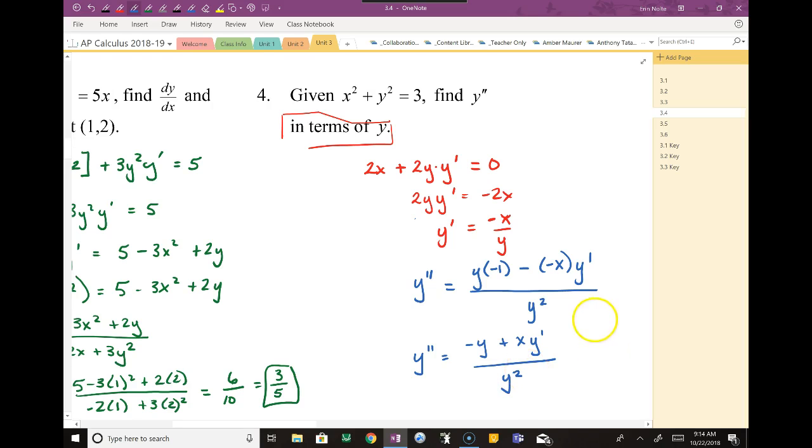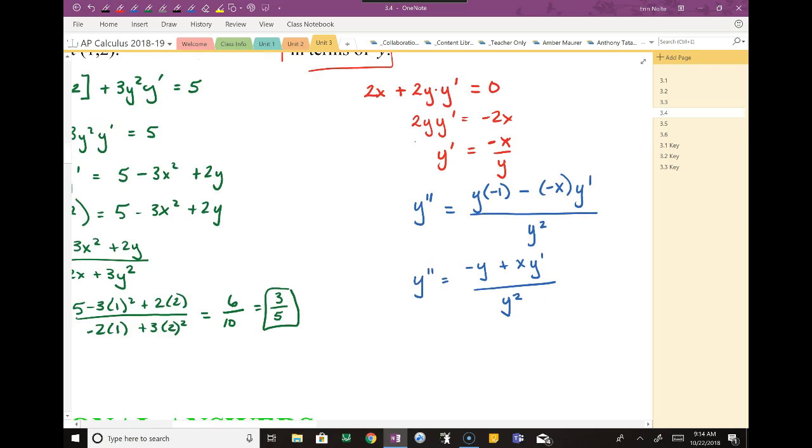Okay, so at this point, I have an equation that's in terms of an x, a y, and a y prime. Okay, it has three pieces. So what we're going to do is replace the y prime, see this piece right here, with what it's equal to. Okay, so that's going to give me negative y plus negative x over y, squared.